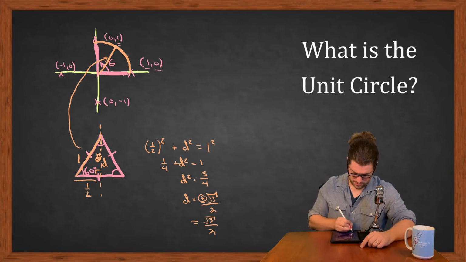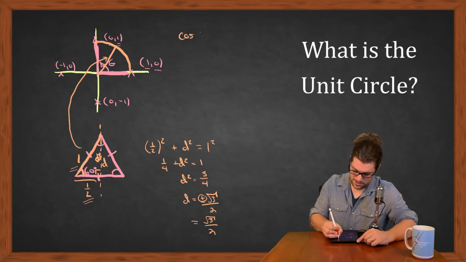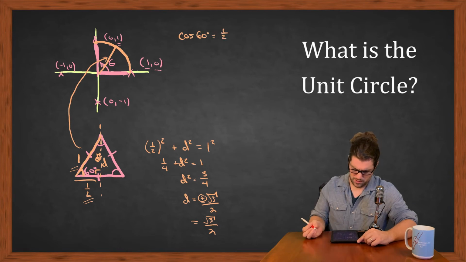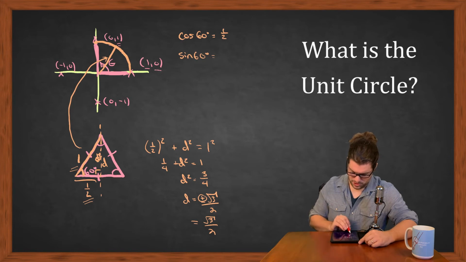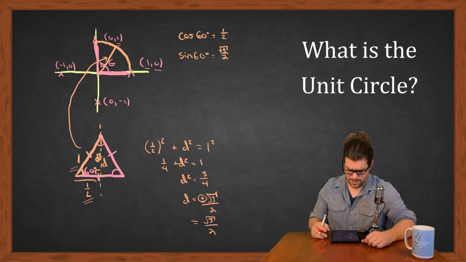So I have this little triangle that has 1 as a side length, 1/2 as a side length, and root 3 over 2 as a side length. For the 60-degree angle in the corner, the cosine would be adjacent over hypotenuse. So the cosine of 60 degrees is equal to 1/2 divided by 1, which is just 1/2. The sine of 60 degrees is opposite, which is the D value, root 3 over 2, divided by 1. So it would be root 3 over 2 for the sine of 60.